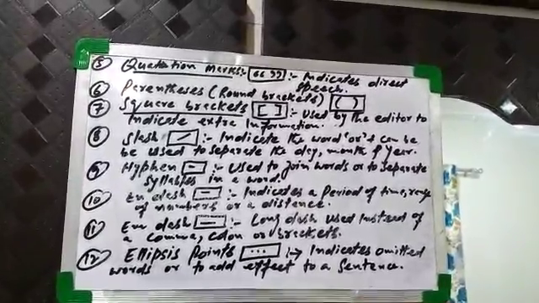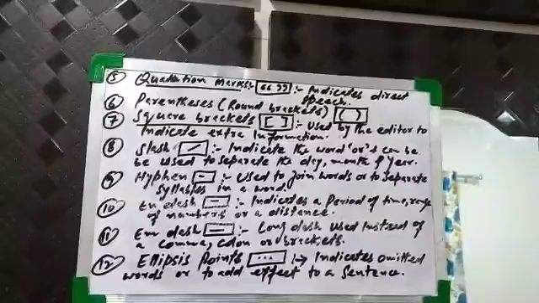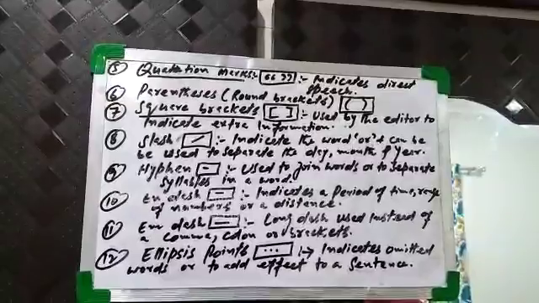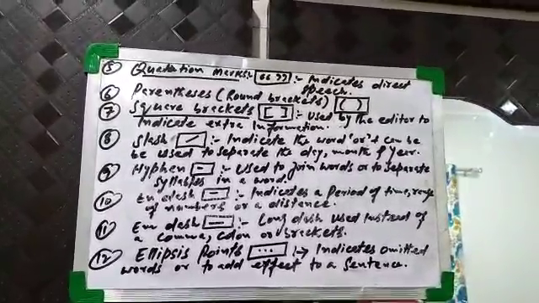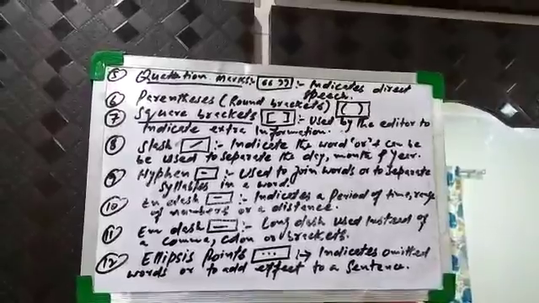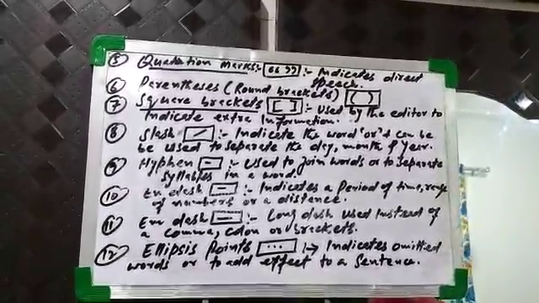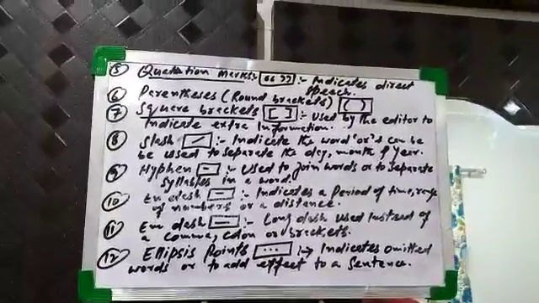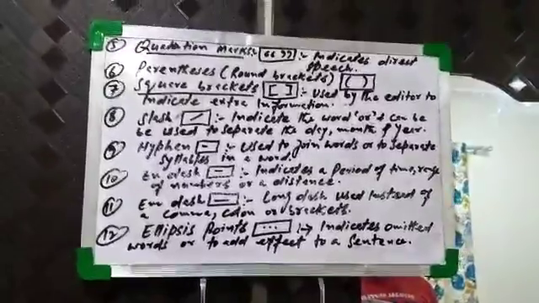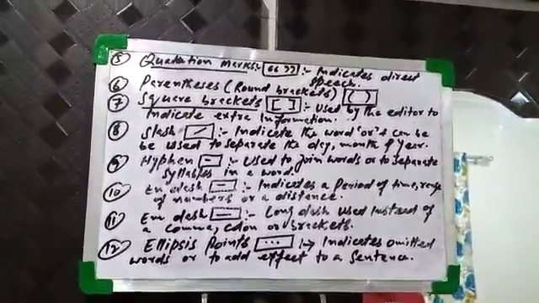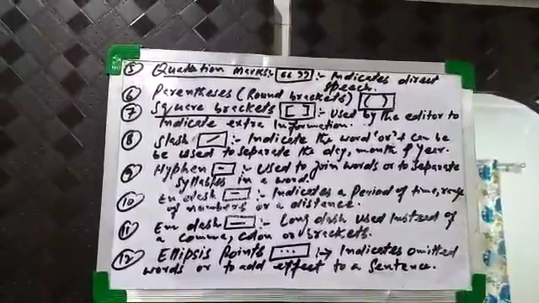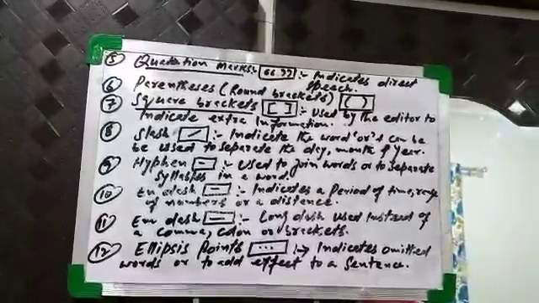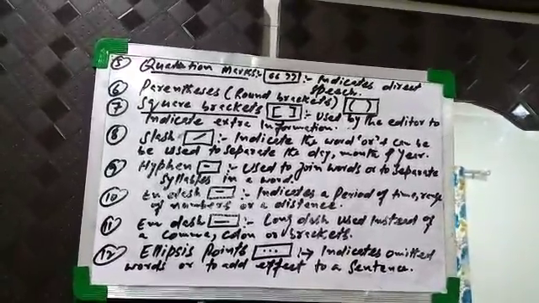The last one is ellipsis points. Ellipsis points indicate omitted words or add effect to a sentence. For example, she walked into the shop... then walked straight back out. We mention ellipsis points here. This is an example where words have been omitted. Omitted means where words have been taken out of the sentence. One more example is: sorry... We mention ellipsis points after sorry. I forgot my homework... said Adam. This sentence shows us where ellipsis points have been used to create a pause for effect.